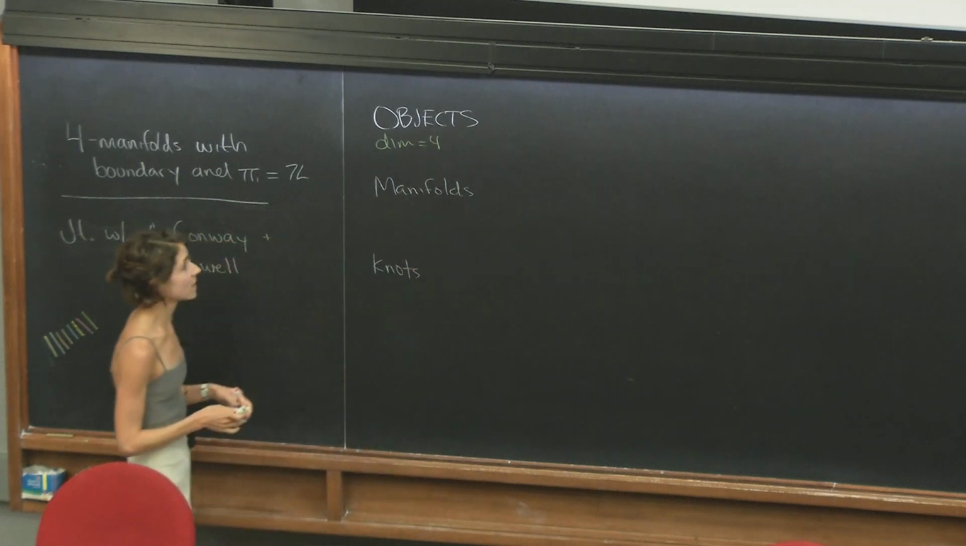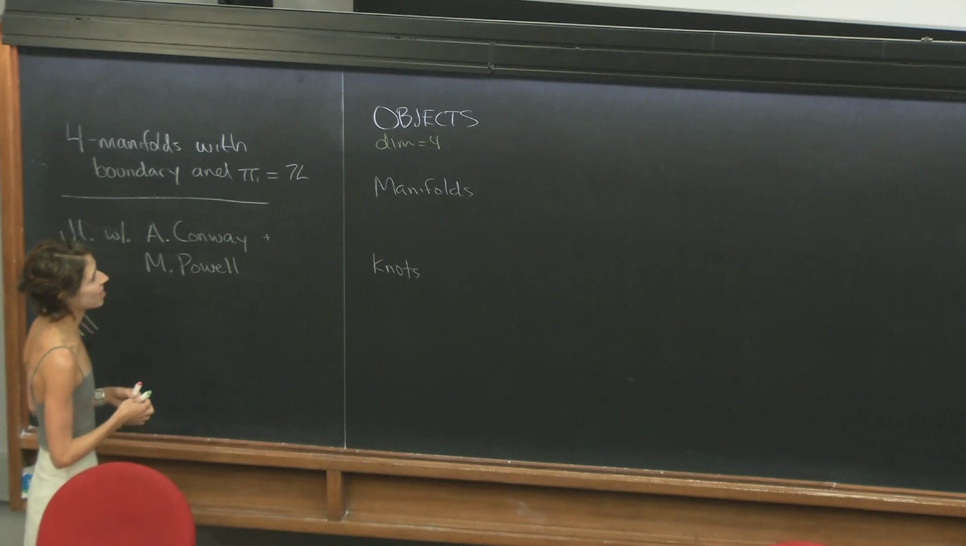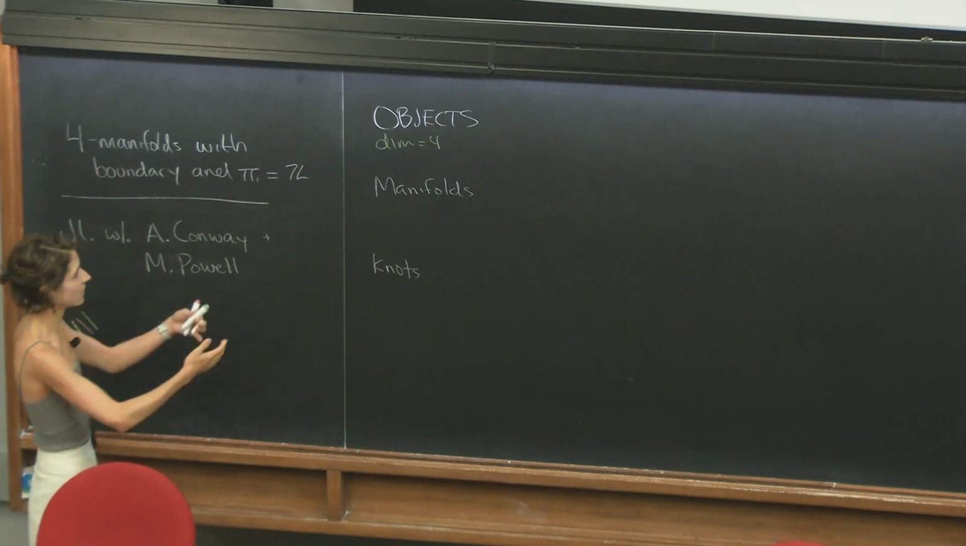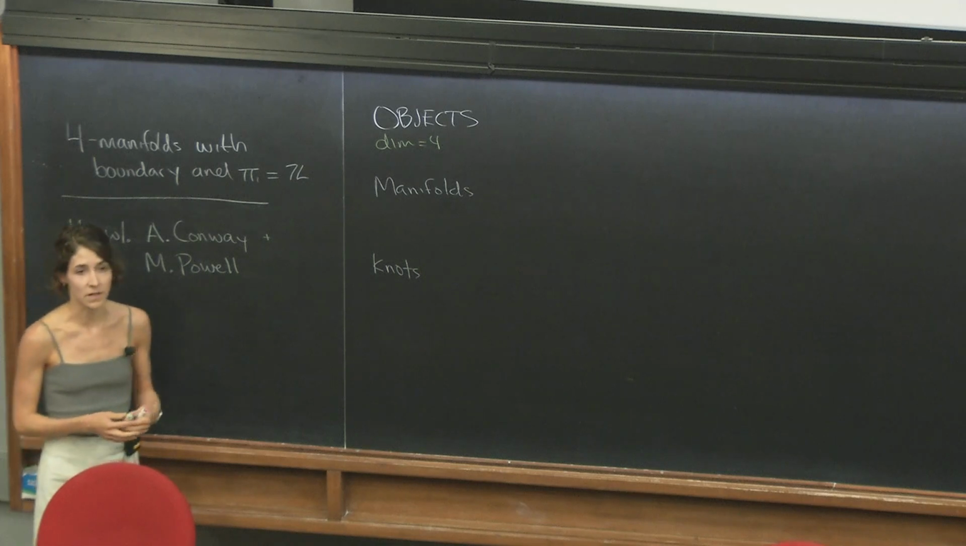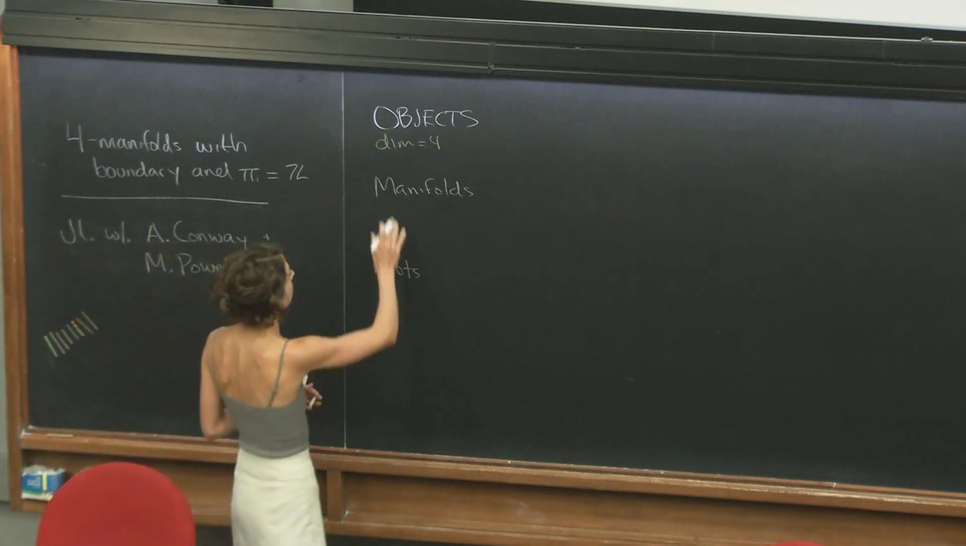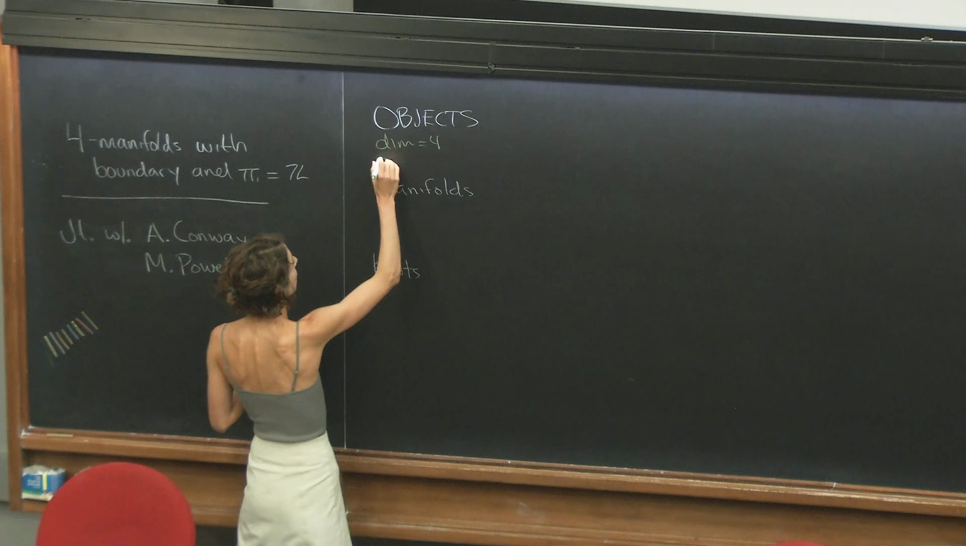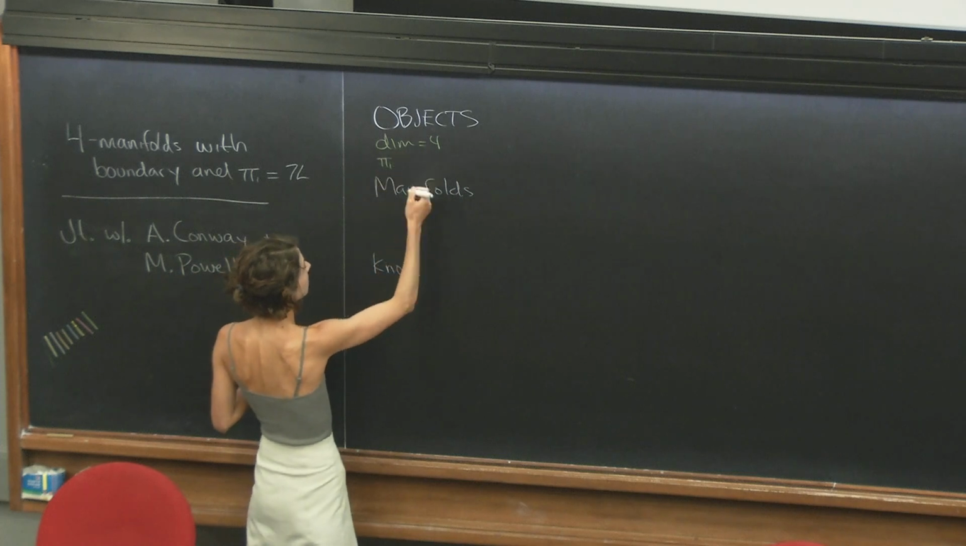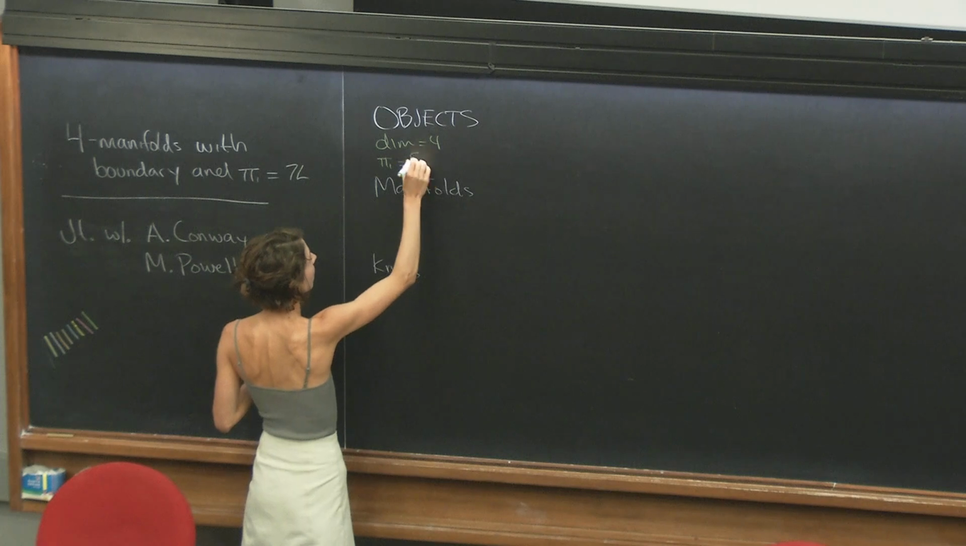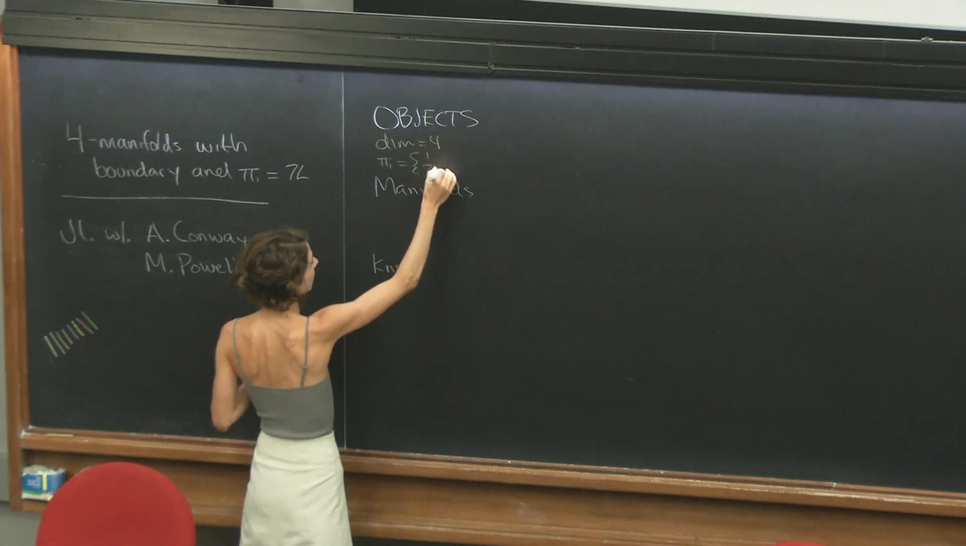In order to have a talk that contains me convincing you that we know really anything at all, I need to put some really strong restrictions on what kind of 4 manifolds I'm talking about. So I'm going to assume that pi 1 of either the manifold or the surface is either trivial or Z.